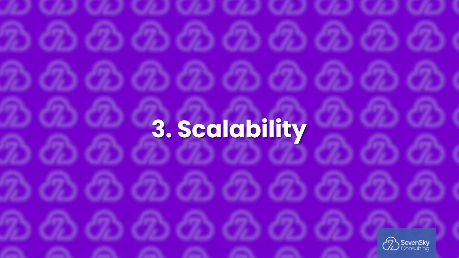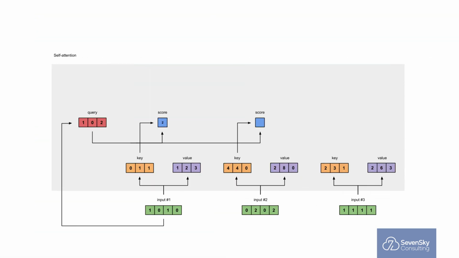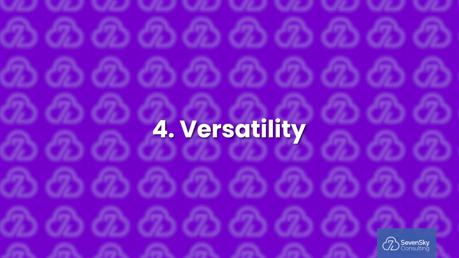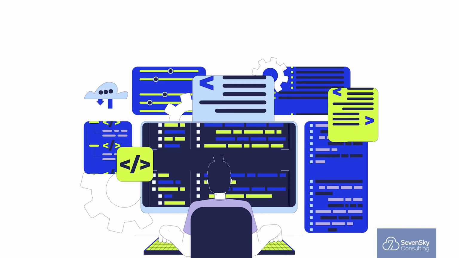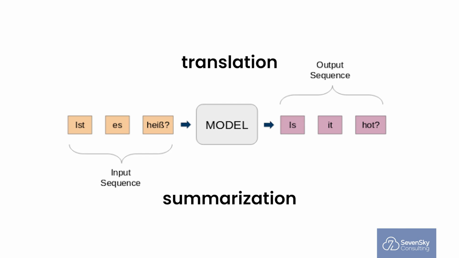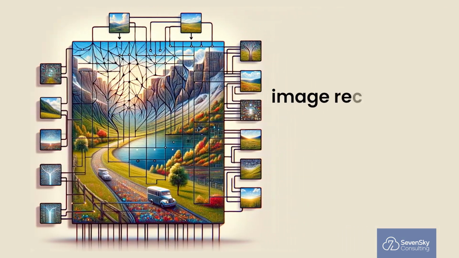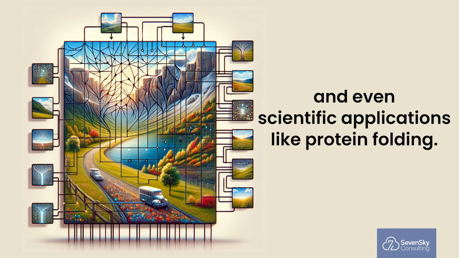3. Scalability. Transformers scale well with larger datasets and model sizes, enabling architectures like GPT-3 and BERT to achieve state-of-the-art performance. 4. Versatility. Transformers are used in a wide range of tasks. NLP, for example translation and summarization. Vision, for example image recognition with vision transformers, and even scientific applications like protein folding.